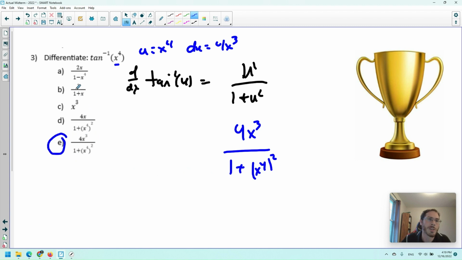It's the only one with the 4x to the 3rd up top. Again, you might have to be able to simplify to get one of the other ones, but it matched up pretty well. So we got E for that one. So if this was yours, congratulations. First place for the most differentiating question. Very nice.